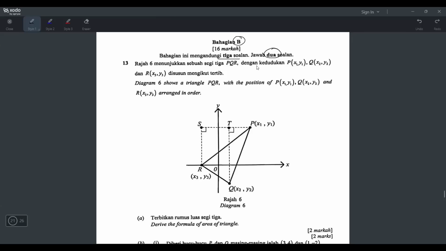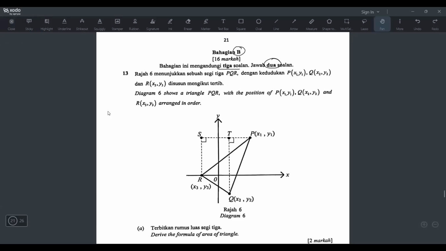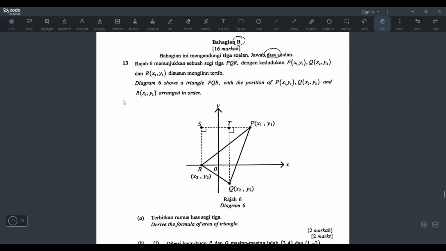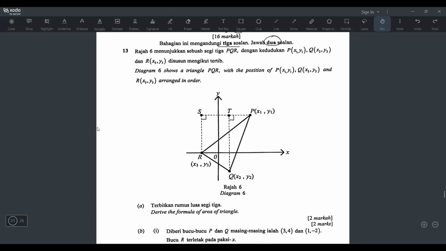But when we are doing revision, I recommend you do all 3, because this is paper 1. So for paper 1, when we are doing revision, I always revise all 3 questions with my students. So I will do all 3 in this video also. Okay, they already give us point P, point Q, point R, but they didn't give us the exact coordinates. They just write x1, y1, x2, y2, x3, y3, right?